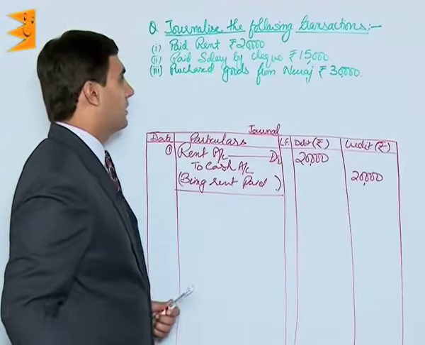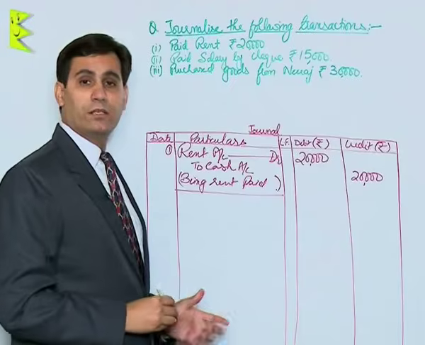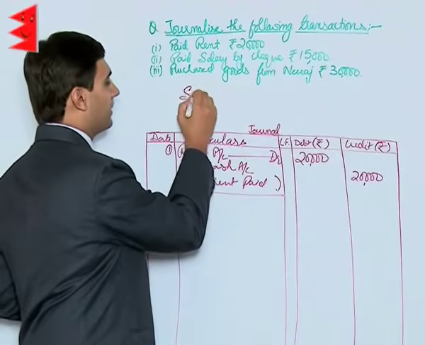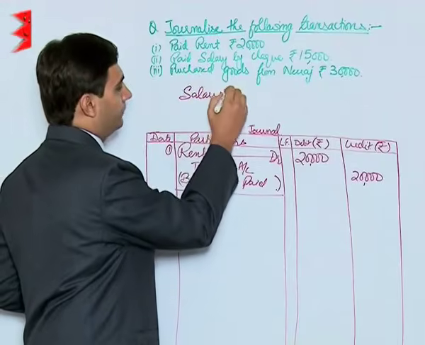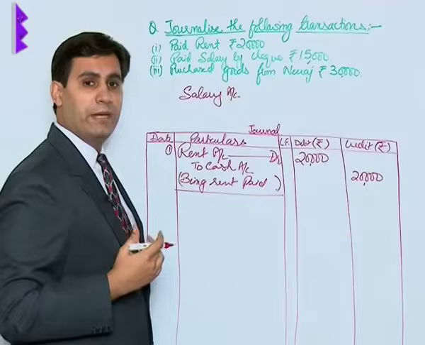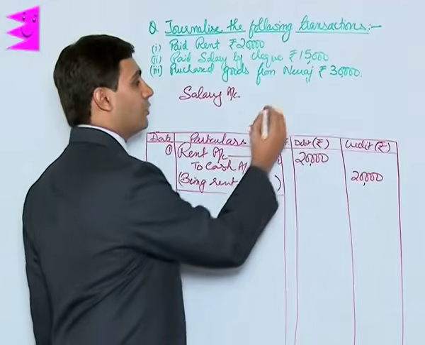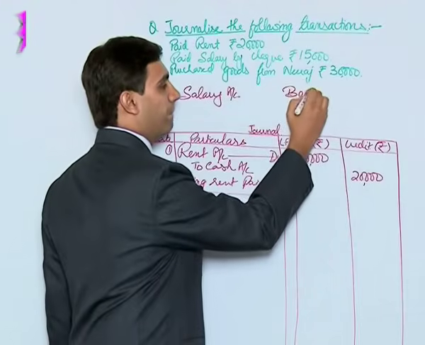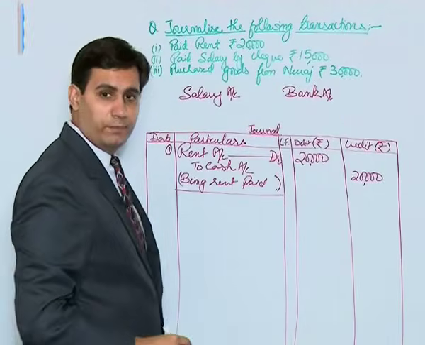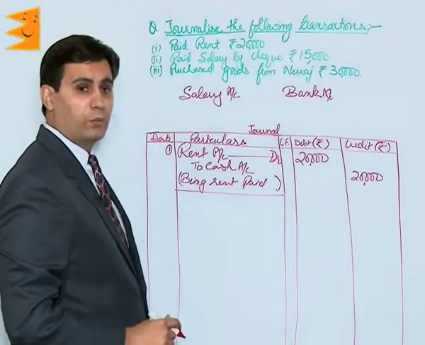The second transaction is paid salary by check, rupees 15,000. That means the first account here is salary account. Since salary is being paid, but the payment has been made by check, the second account is bank account. Obviously, checks are drawn on bank, so it is bank account.